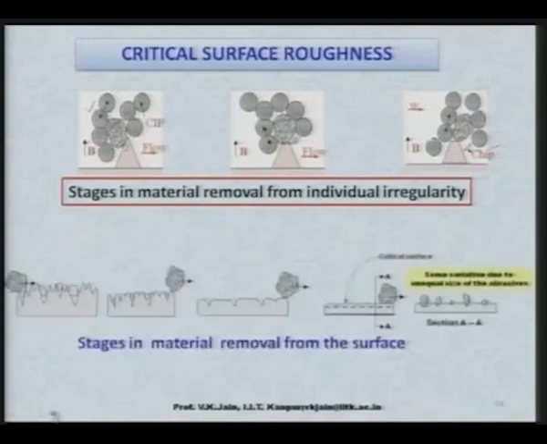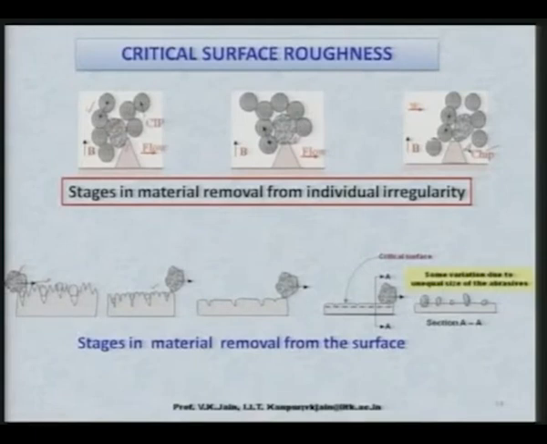Now, let us see the same thing, but in a different way: stages in material removal from the surface. As you can see, this is the abrasive particle which you can simulate, and there are certain abrasive particles whose diameter is smaller than the width of the valleys. Some of them will sit over there and, unless they move, will not be able to remove the material, but this is the bigger size particle. As the axial force acts in this direction, it will move and shear off the peaks, and you will get this kind of situation by the time it reaches the end of the workpiece.